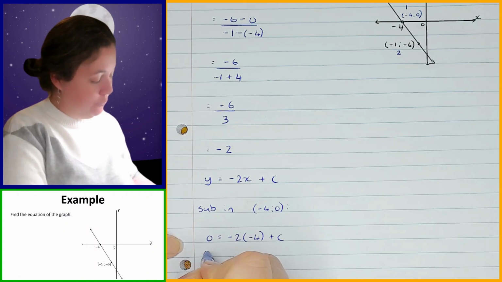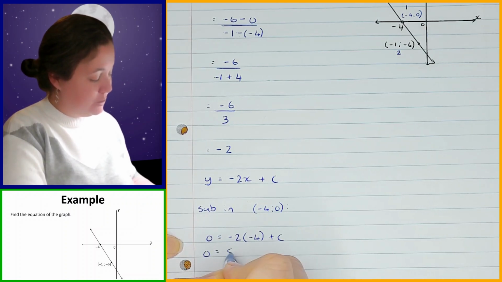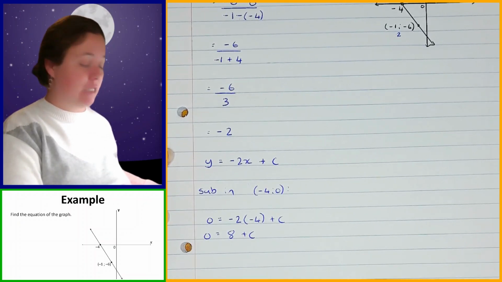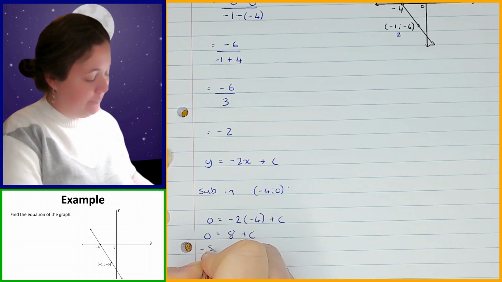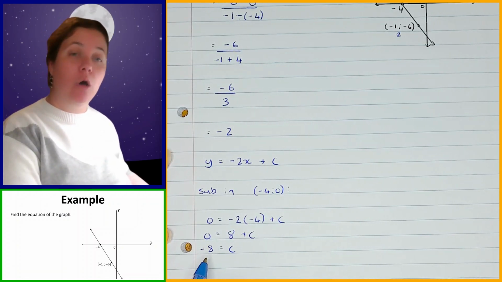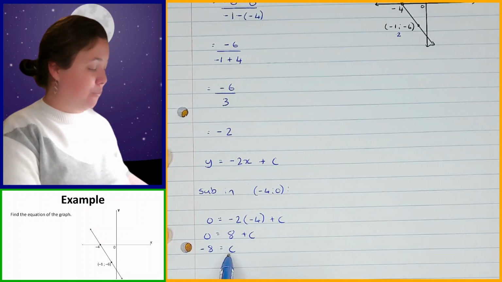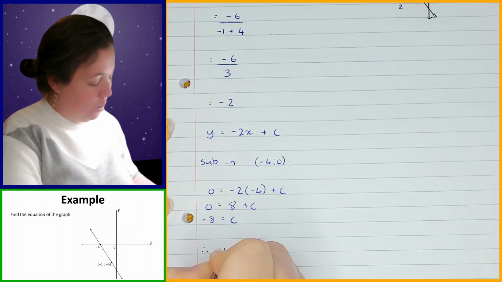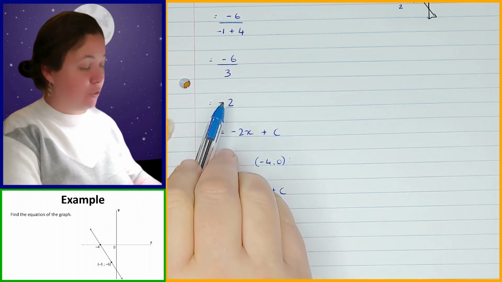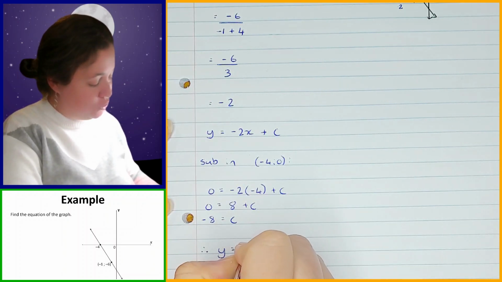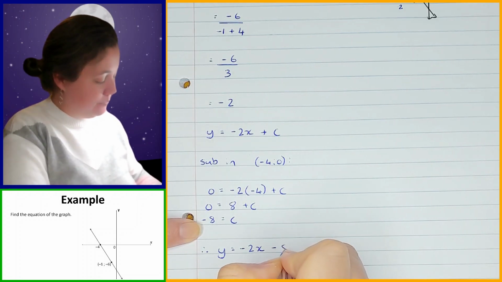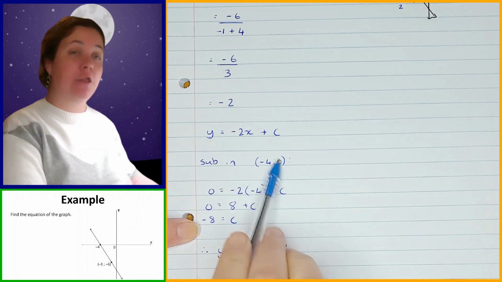So I've got 0 equals -2 times -4 is +8, plus c. If I want to get c on its own, I'm going to get rid of that 8 over here by subtracting on both sides. So that's -8 equals c. So now I know what my c value is. c is -8. So if I take that and I put it into the equation, I can now say, therefore, y is equal to -2x, because my gradient was -2, and then plus c is now going to be -8.